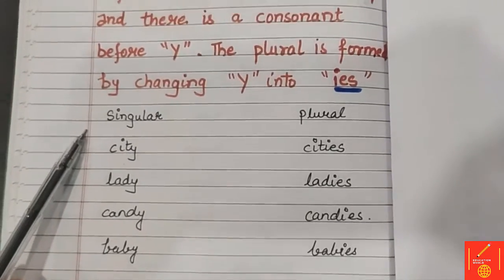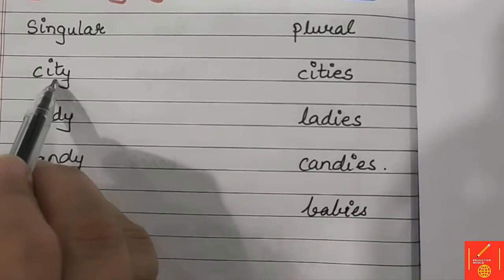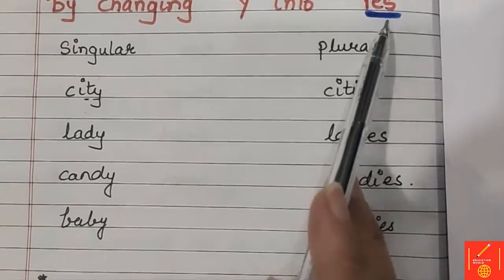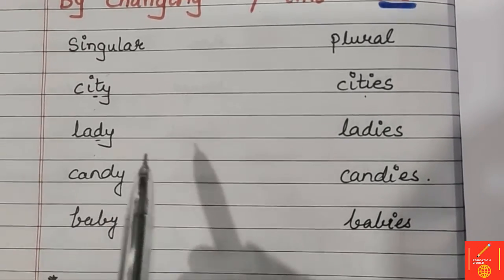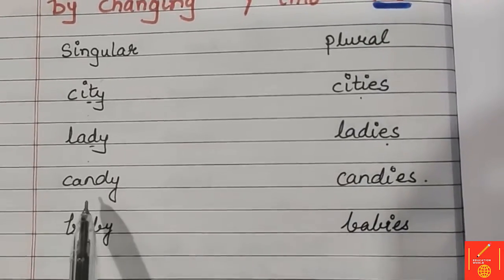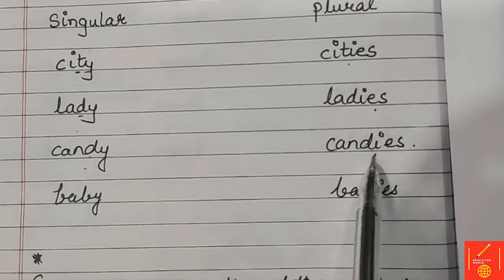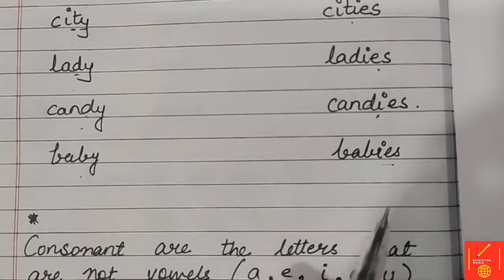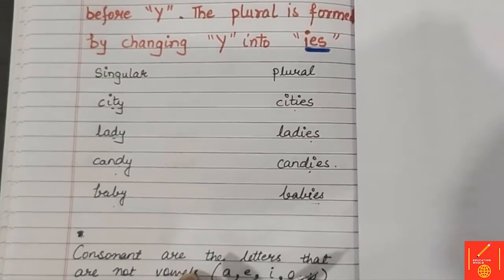So, the singular city. Now, this is ending with a Y, but there is a consonant T before it. So what do we do? We just remove Y and change it into IES. We write cities. Like lady. Again, there is a D. D is a consonant. So we remove the Y and we write IES. Candy. Again, we have a D. We remove the Y and we write IES. Baby. We remove the Y and we write IES. So this is the second form where there is a Y and before the Y we have a consonant.